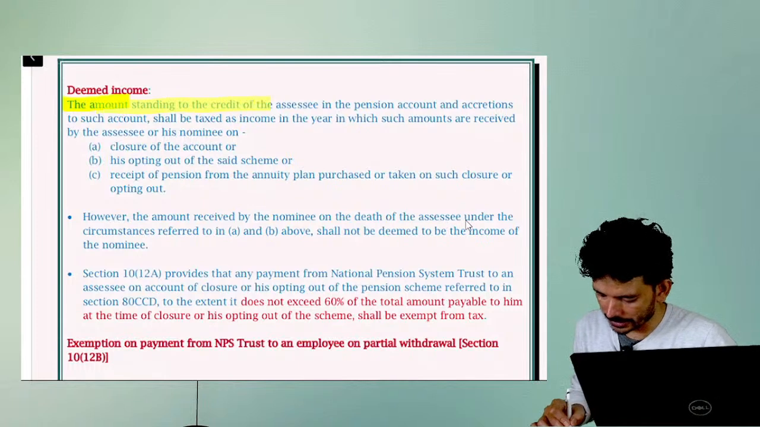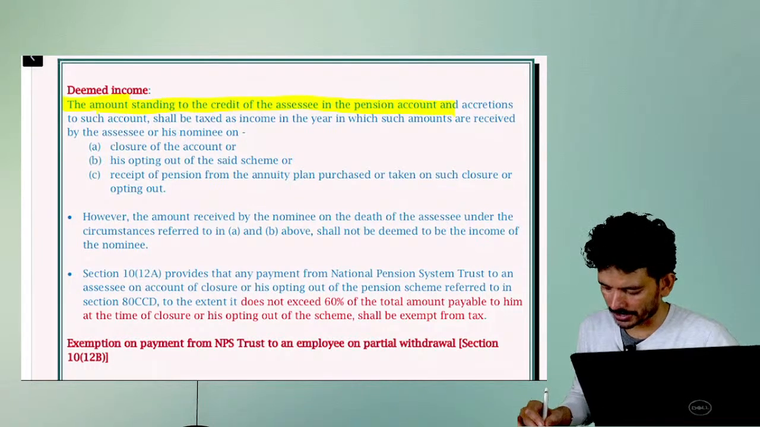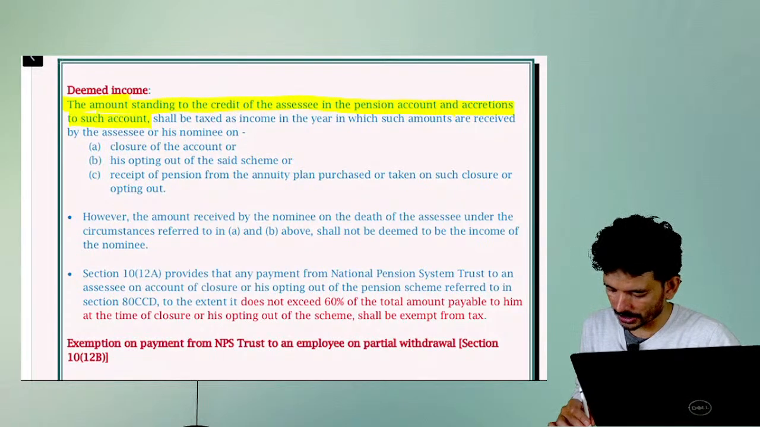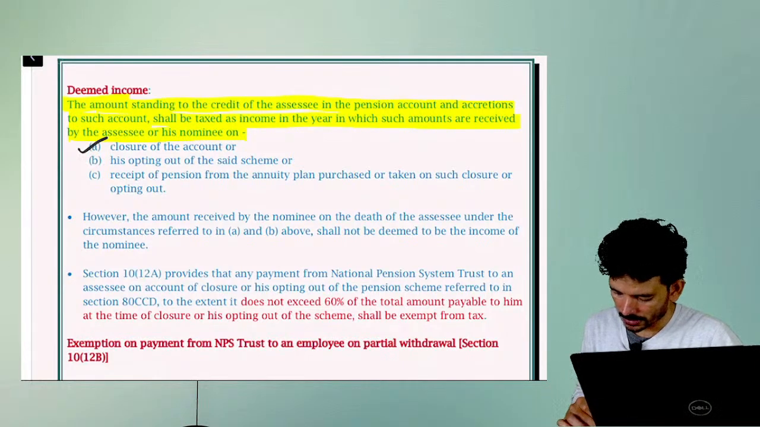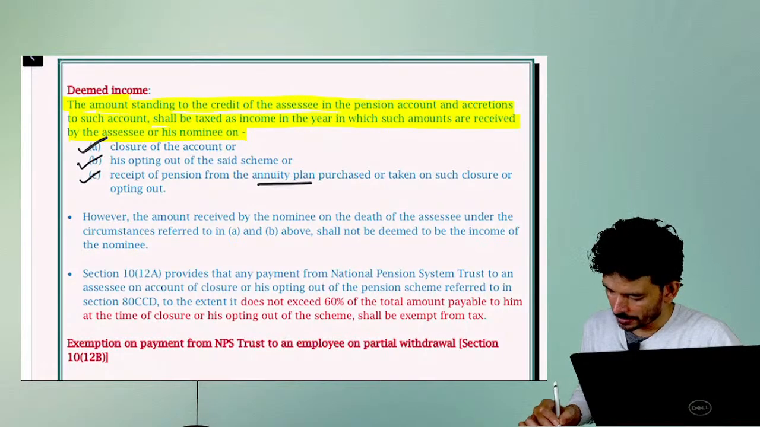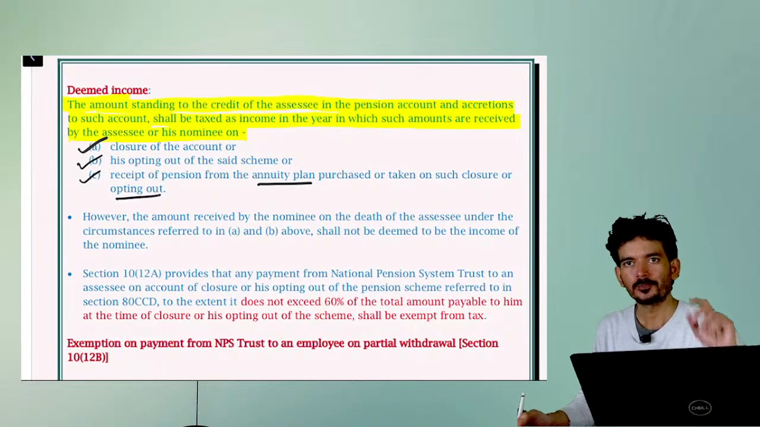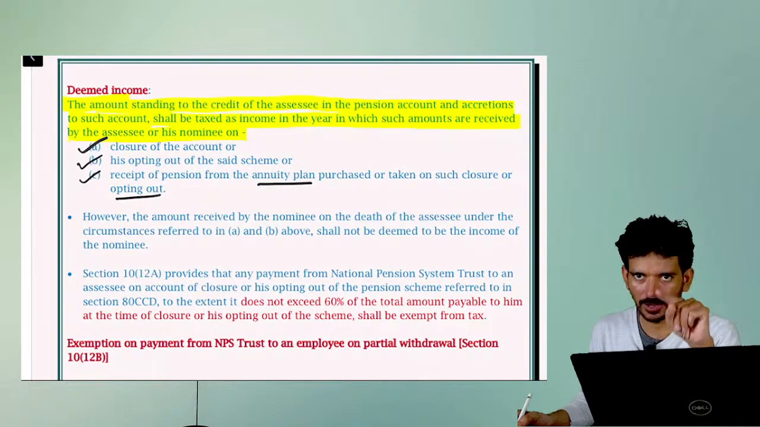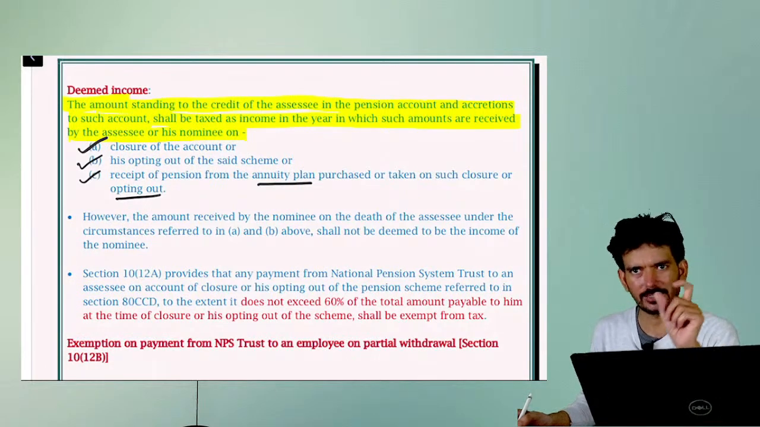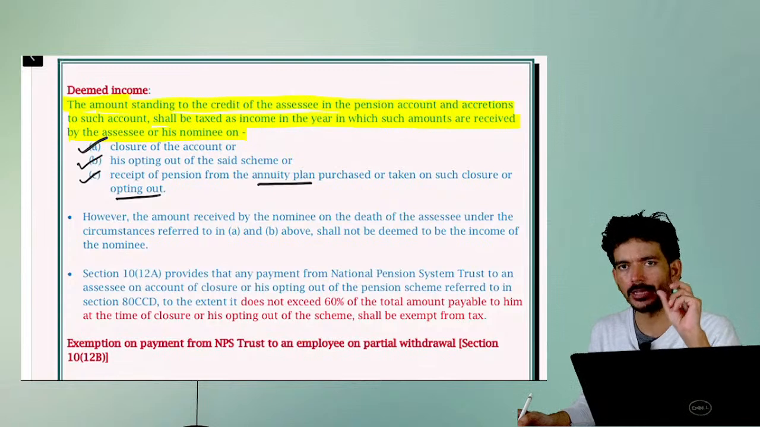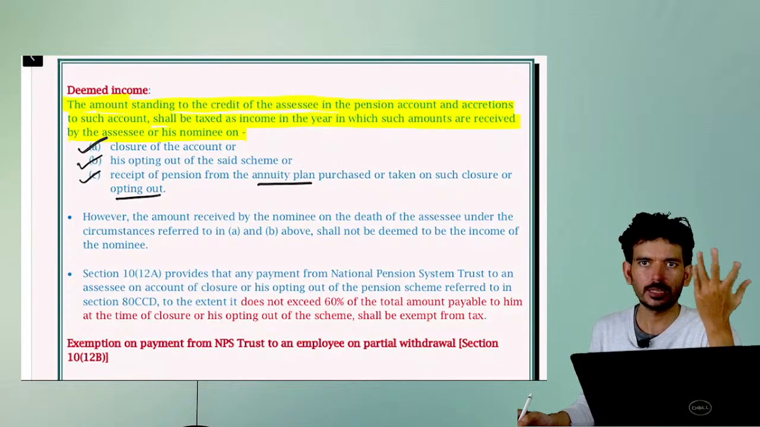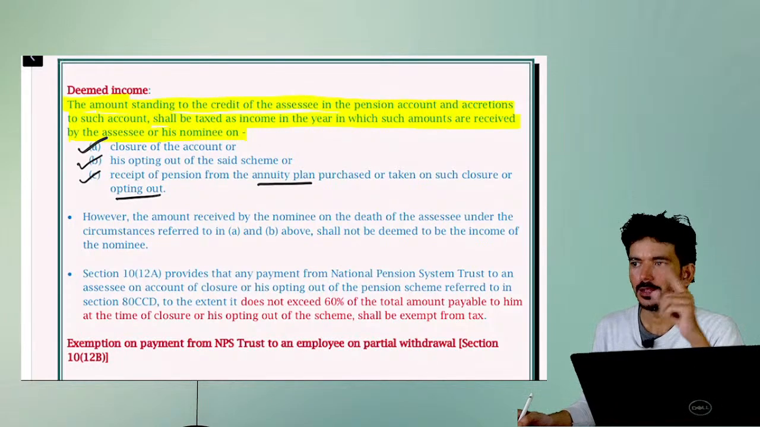The amount standing to the credit of the assessee in the pension account, and accretion to such account, shall be taxed as income in the year in which such amount is received by the assessee or his nominee on closure of the account, opting out of the said scheme, or receipt of pension from the annuity purchased or taken on such closure or opting out. Which means you contributed under 80CCD(1), or whatever 80CCD, in a pension scheme. So there, what all possibilities can happen? That person can die.